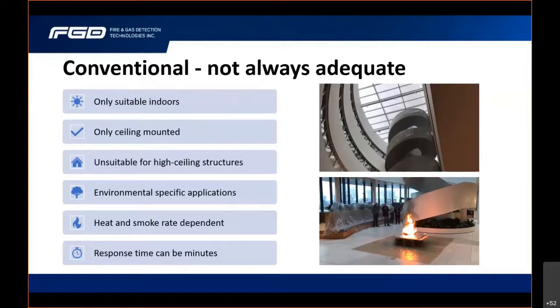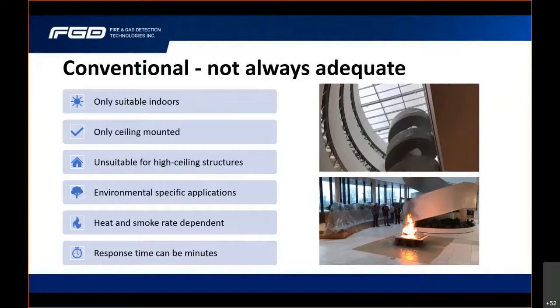Whereas if we had had perhaps flame detection in the lower atrium area, we might have been responding to a fire within a second or two. But of course, I'm not necessarily saying that flame detection is the most suitable product for this application, because we have to balance the risk with the cost.